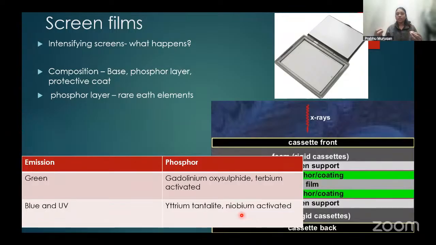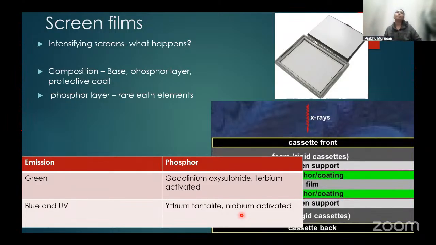Okay, so this will try to emit that specific light to which the screen is sensitive. If the screen is sensitive to green light, it means this intensifying screen should be coated with that particular rare earth element, then only it is going to emit the green light. So this light emission has to be equal to the absorption of X-rays. The energy of this light emission should be equal to the absorption of the X-ray photons. Okay, so it has to match. The absorbance and the emission should match, then only we will have a proper image.